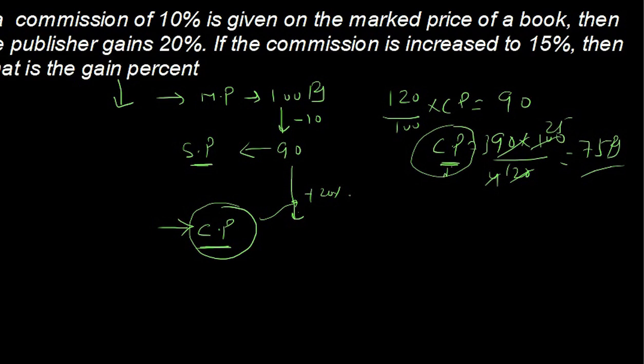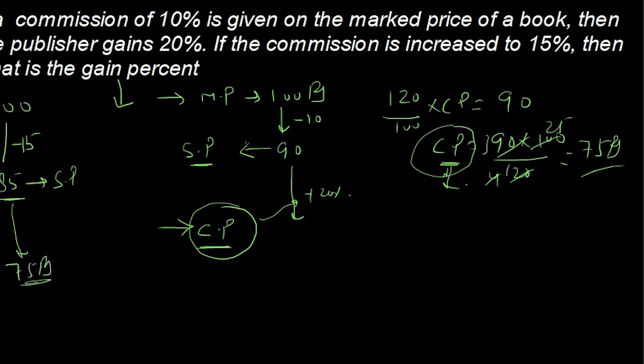Now the question is changed actually. Now, if you give a 15% discount, that is minus 15 rupees. So now your selling price is going to be 85 rupees. And what is your cost price? Your cost price is fixed, that is 75 rupees.